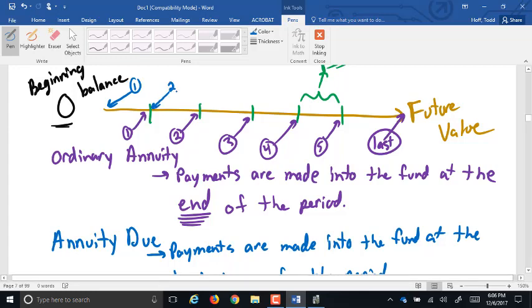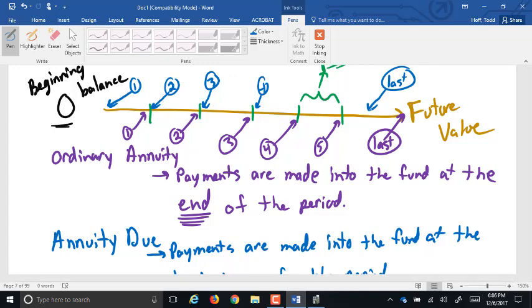Your second payment's made in at the beginning of the second period. Your third payment's made in at the beginning of the third period. Fourth payment's made at the beginning of the fourth period. Last payment is made at the beginning of the last period. So at the very end, there is no payment made. You've already made all your payments at the beginning of the periods. So what that means is that last payment still gets a month's worth of interest.